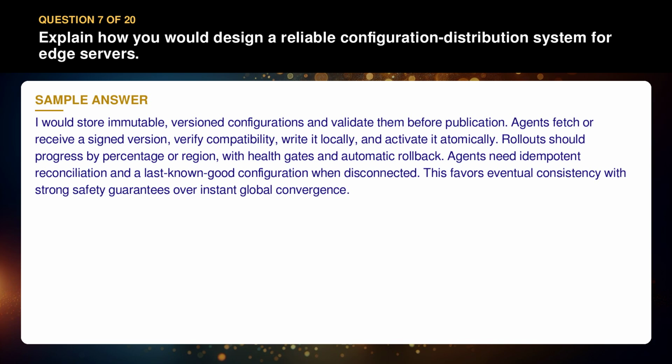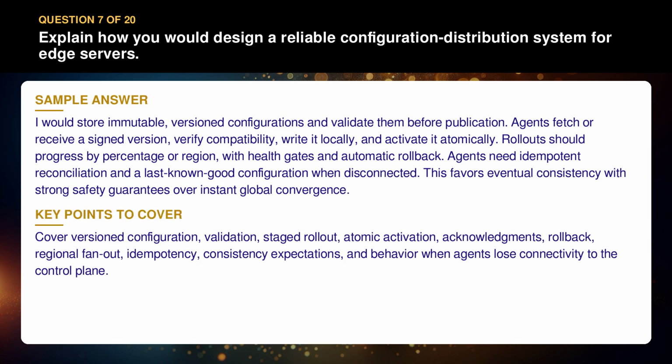Agents need idempotent reconciliation and a last known good configuration when disconnected. This favors eventual consistency with strong safety guarantees over instant global convergence. Cover versioned configuration, validation, staged rollout, atomic activation, acknowledgements, rollback, regional fanout, idempotency, consistency expectations, and behavior when agents lose connectivity to the control plane.